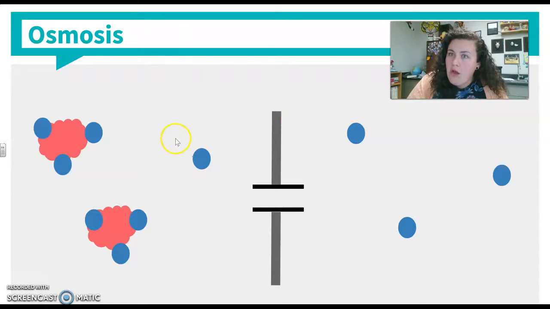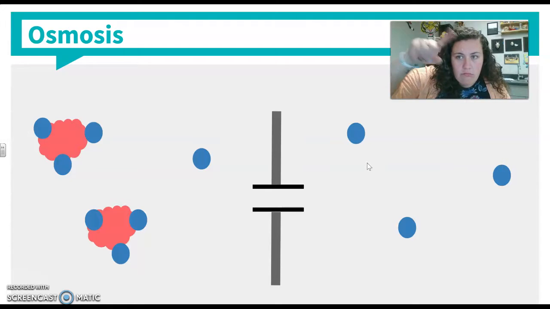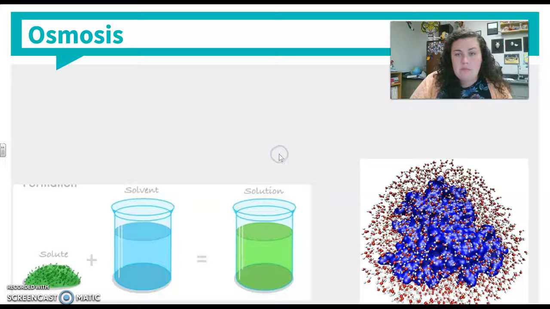So even though you have more water over here, you will actually get a movement of water that way. It'll move this way, because it wants to equal out the amount of free water as well. Okay, and so that's what we're going to be talking about today, is what happens whenever you add solutes to the situation.